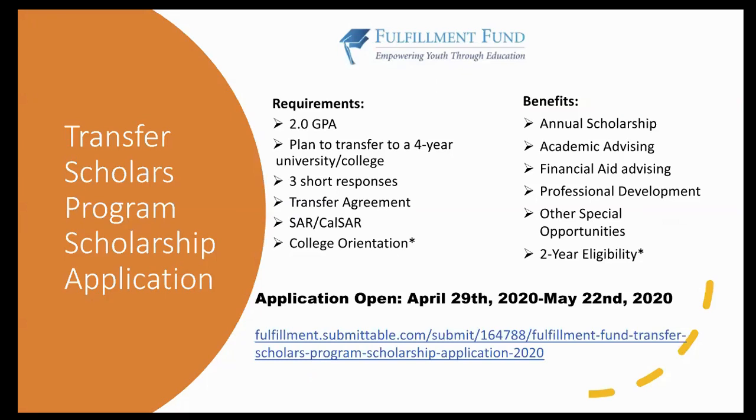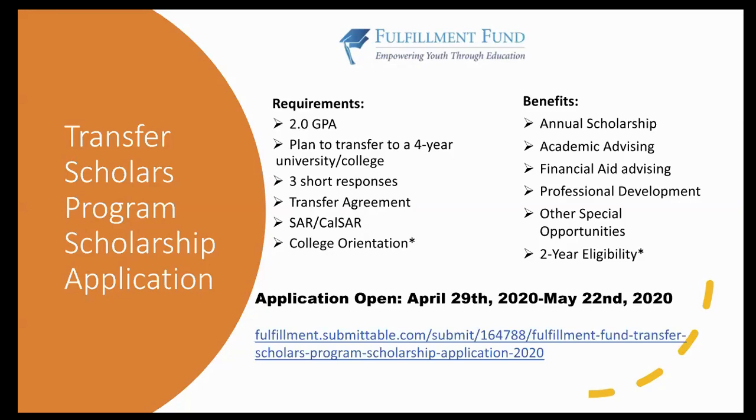So here are some of the requirements that I have on the screen for our Transfer Scholars Program. You must have a 2.0 GPA. Your plan must be to transfer to a four-year college or university, right? So the name of the program is Transfer Scholars Program. That is what we're hoping to support you in, is your eventual transfer. You will be asked to provide 3 short responses in the application, download a transfer agreement, which you'll get on assist.org, which we talked about a little bit, upload a SAR or a CalSAR from your financial aid application, and if you've already completed your community college application and orientation, we are going to ask you to upload proof of that.